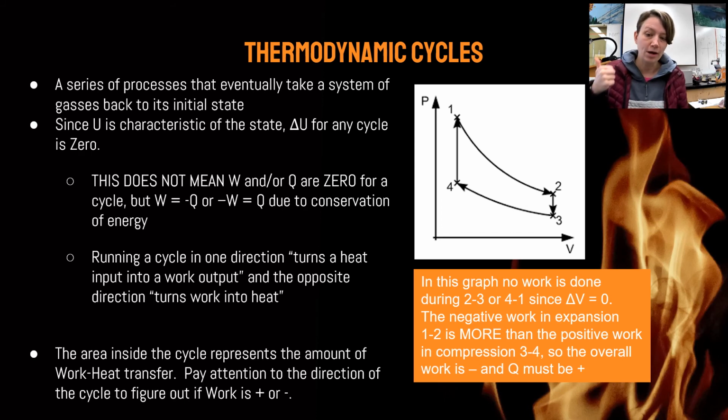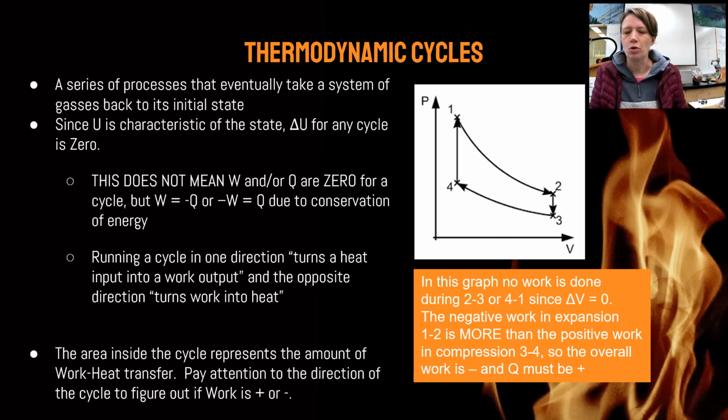So anyway, we had more negative work from 1.2 than we do positive work from 3.4. That means this cycle in the direction that it's shown is going to have overall negative work. And because of conservation of energy, this means that this cycle must have overall positive Q. So this is a cycle where you're putting heat into it, okay, that's a positive Q, and work is coming out. So this is like the car example. We're getting work out by throwing heat in.